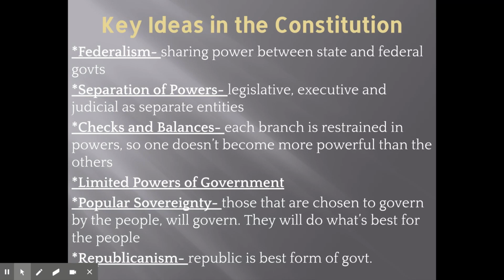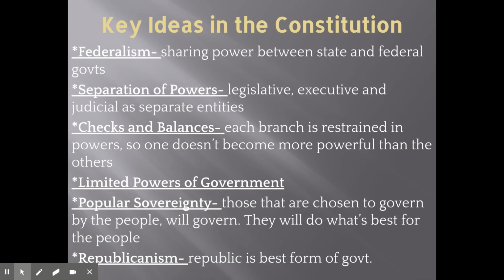Then you have separation of powers with those different branches between the legislative, with Congress, the executive, and then the judicial as separate entities. Checks and balances. This goes all the way back to world history. We talked about this. Each branch is restrained in powers, so one doesn't become more powerful than the other. So you don't have the executive branch overpowering the legislative or judicial. They have certain powers, each does, so it limits them from becoming too powerful.